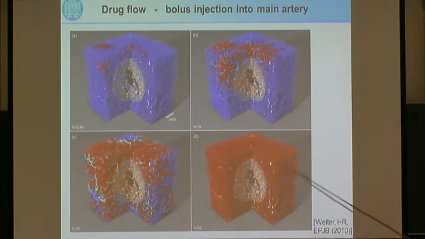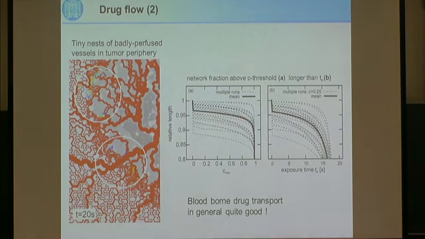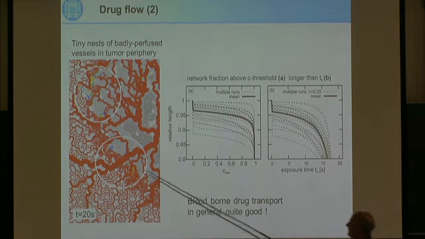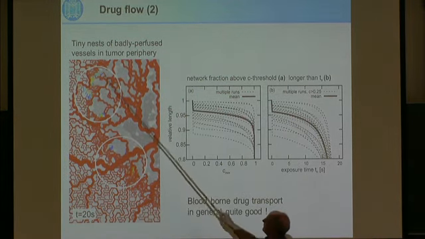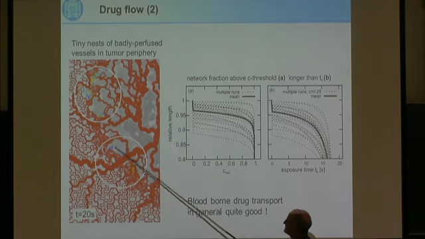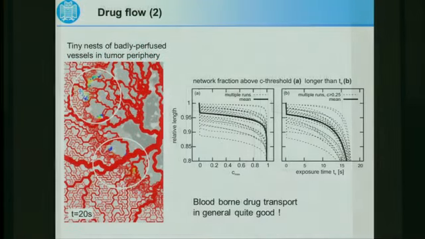In everything else the vessels carry sufficiently high drug concentration. This is also easily explainable because we have here only those vessels which survive, which are well perfused and have high blood flow. There are only these nests, dead ends, where drug concentration is low.